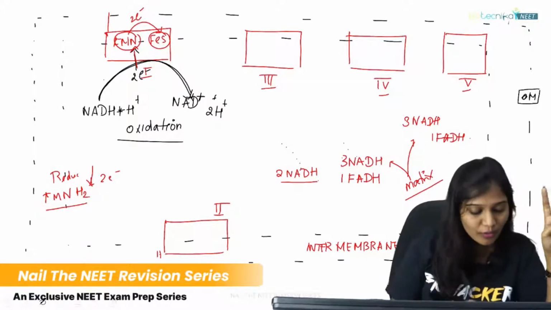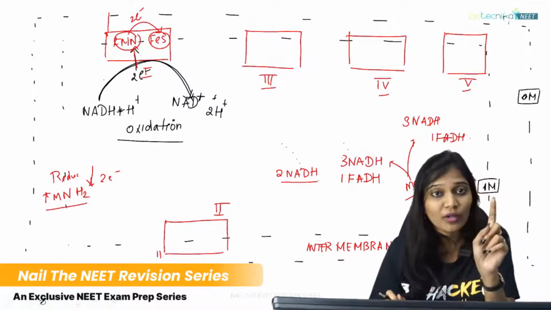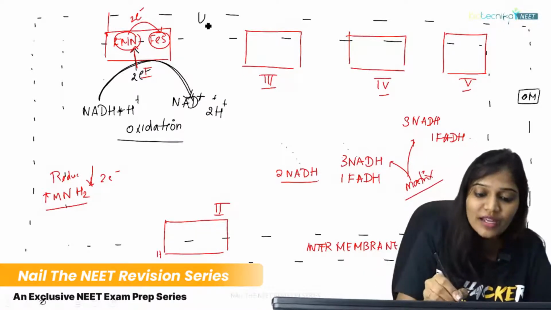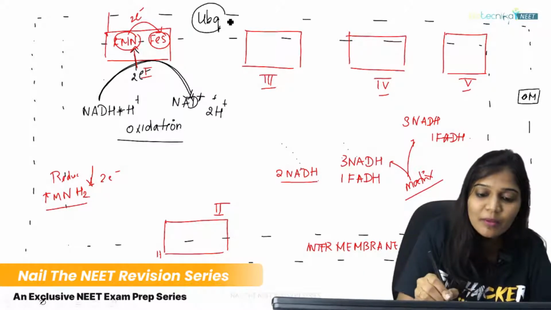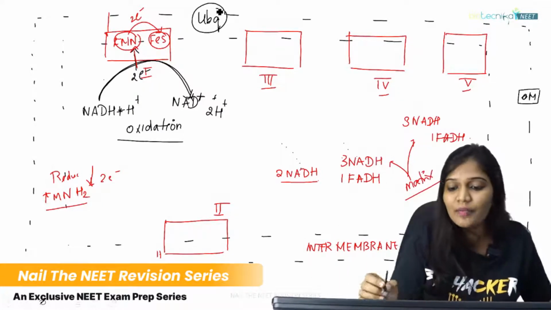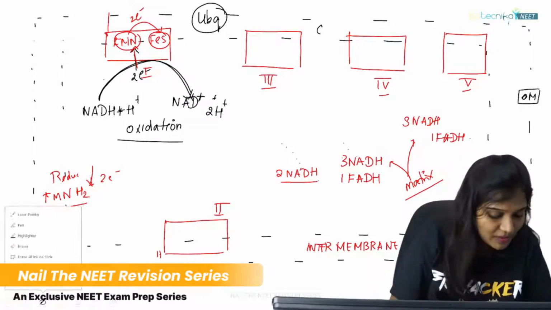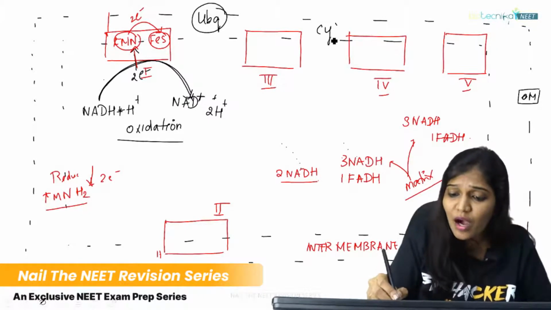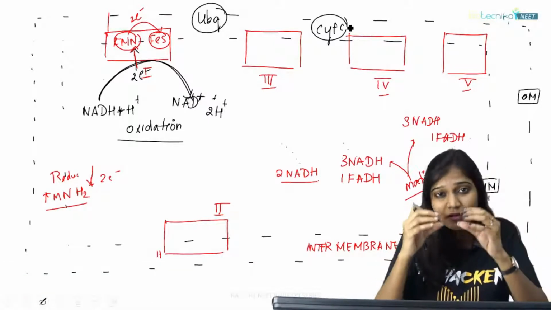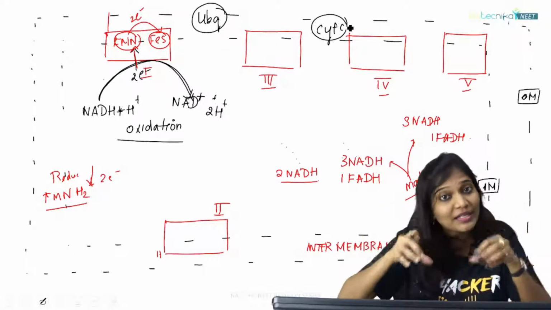Now what's going to happen? I told you there are 2 molecules which are water soluble. One is ubiquinone, another one is cytochrome C. Very important. So I'm going to write ubiquinone, which doesn't mean it will be present here. Ubiquinone keeps on moving in the inner membrane actually. But cytochrome C is present on the outer surface, which means they are not present in the intermembrane space. They are nearby the inner membrane. These two molecules are water soluble. That's why they are not present in the membrane.